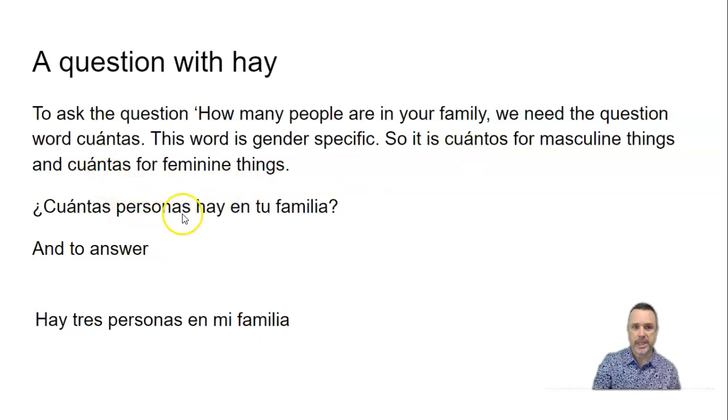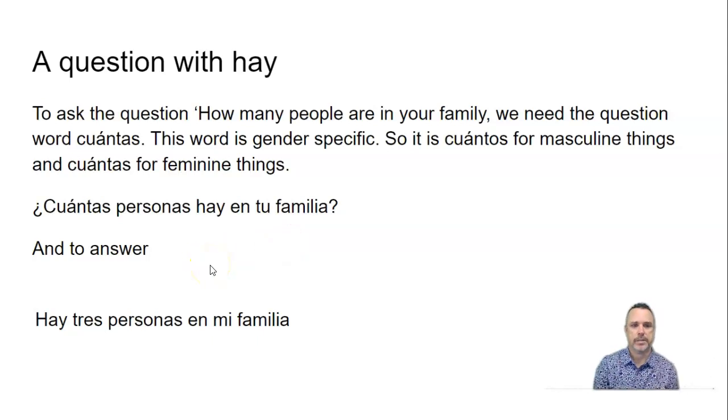So with personas, persona, it's got the A in there, that noun, so that's actually a feminine noun. Obviously, people can be male or female. That's not what we're talking about here. It's just a kind of word that persona is. It's a feminine noun. So when you want to say how many people, cuántas personas. How many people? ¿Cuántas personas? ¿Cuántas? How many? Personas. People. So, ¿cuántas personas hay en tu familia? How many people are there in your family?